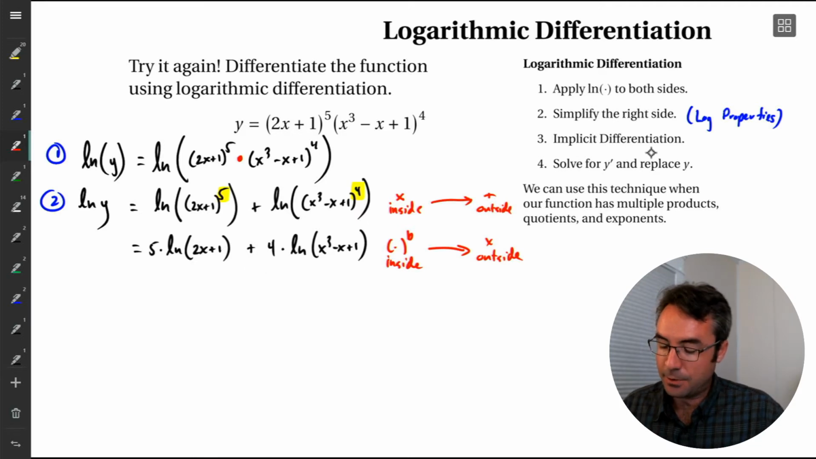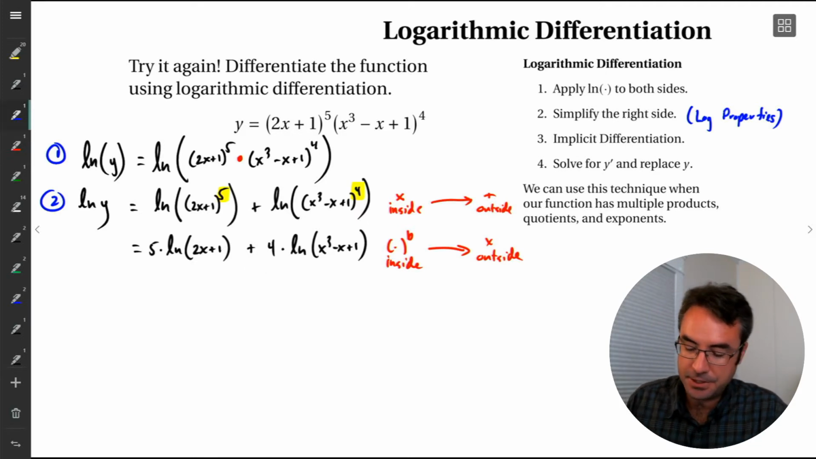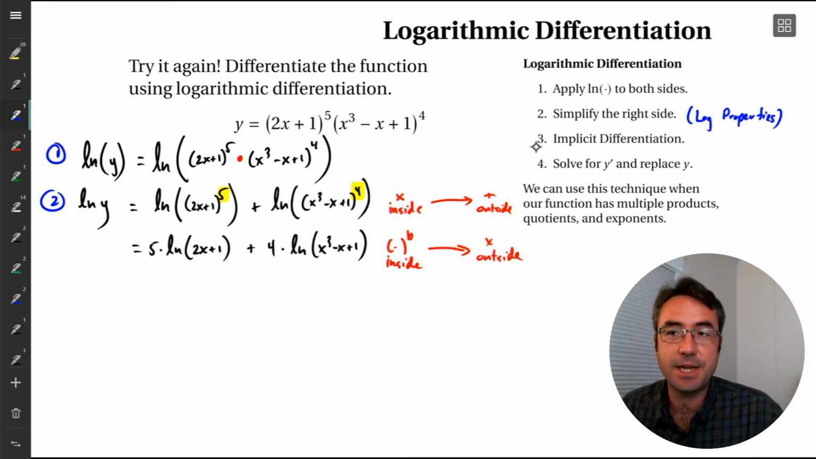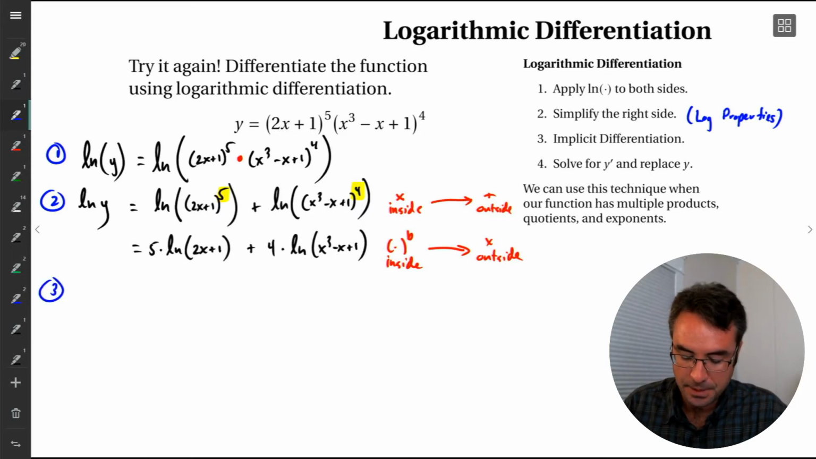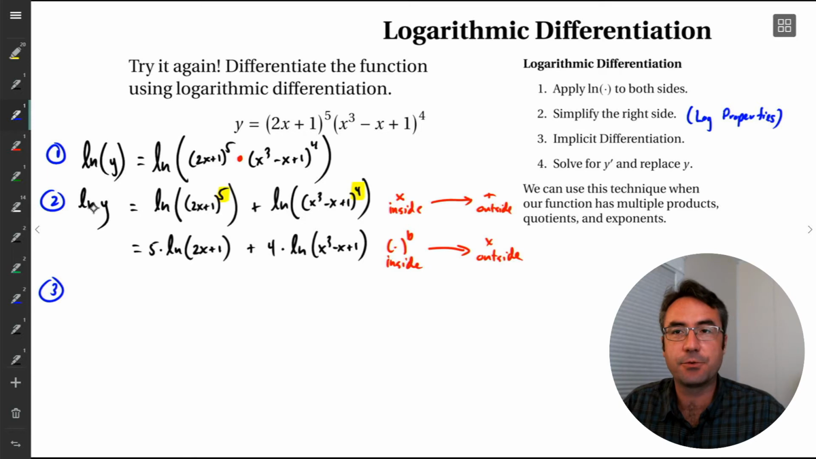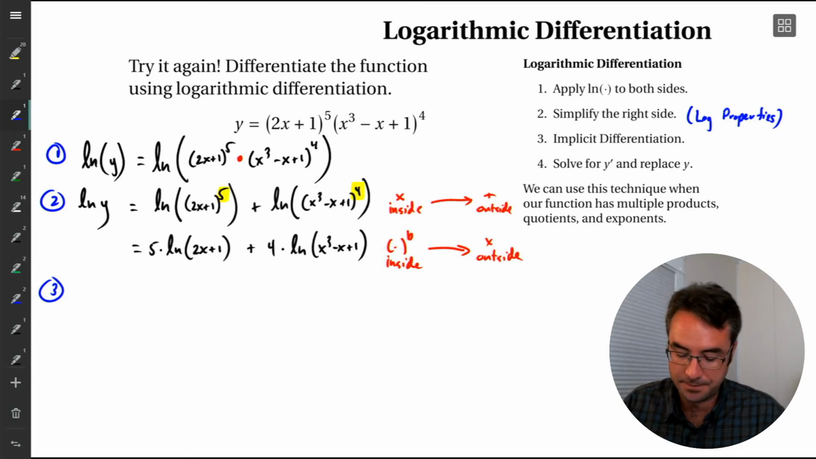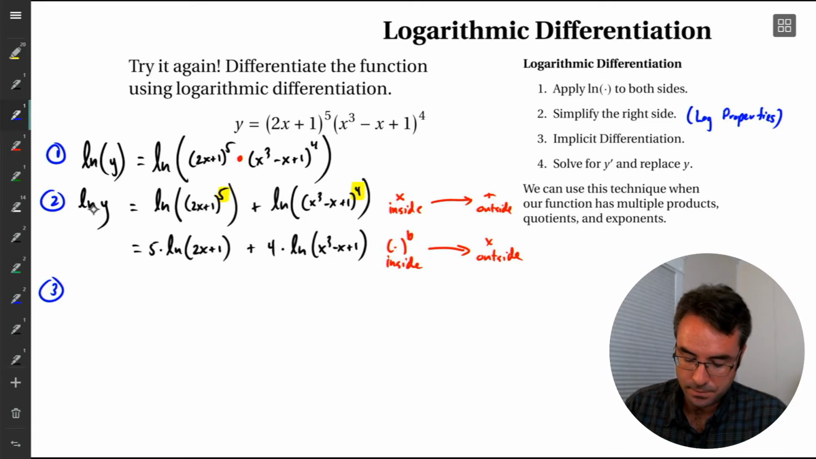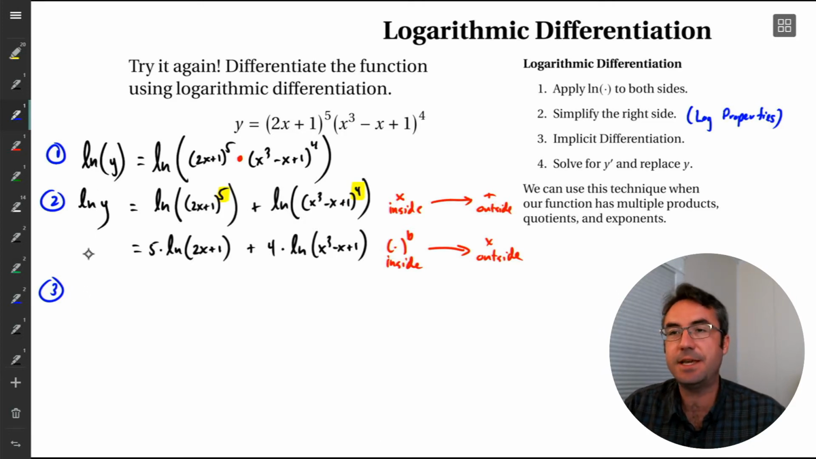All right, so now we're ready for step 3, and that's to do implicit differentiation. So we're going to apply the derivative to both sides of our equation. So when we differentiate the natural log of y, well, we'll come back to that. This is where the implicit differentiation really comes in. But we're just going to differentiate everything now.